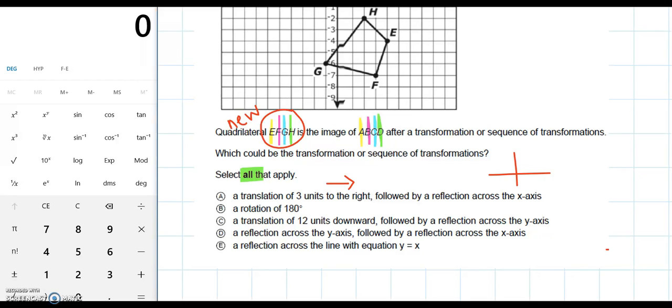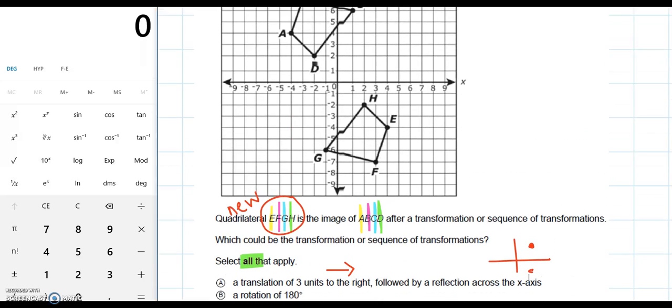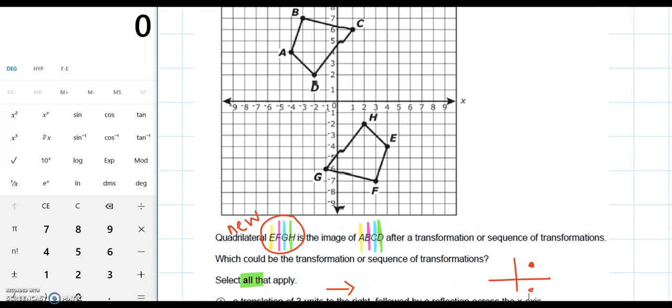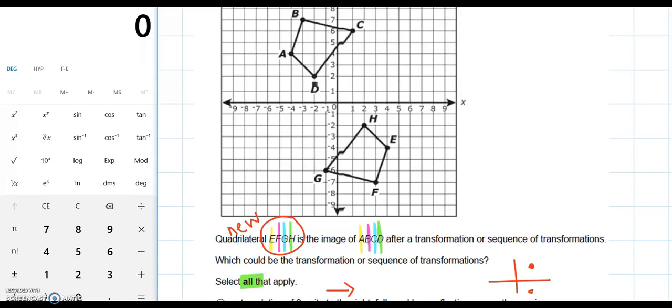All right, so if I'm thinking about my coordinate plane, if my point's here, I'm going to flip it over the x-axis, so it's below the x-axis. All right, so let me go ahead and do that. So 3 units to the right, and then a reflection across the x-axis. Let me start with A, and let's see what happens. So A is here. I'm counting to the right. 1, 2, 3. So I'm right here.